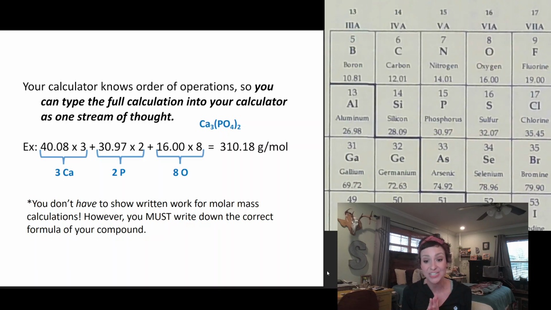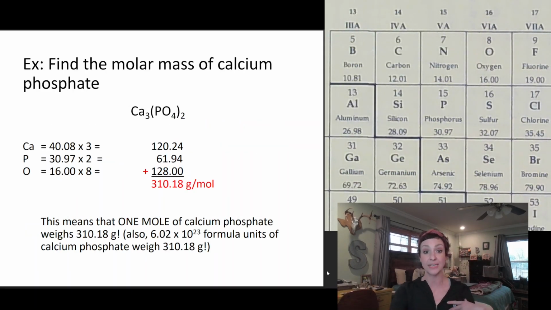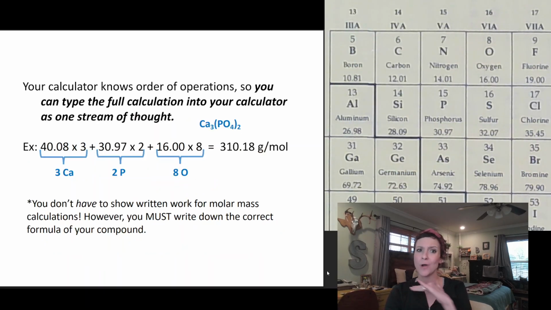So I can actually type that full thought process that I did on the previous slide into my calculator as one stream of thought, okay? Just breaking it down here, and I'm going to show it on my calculator in a second so you can see me type. I would type in 40.08 times 3. That represents those 3 calciums. And then I can hit the plus. And then this over here is my 2 phosphoruses. And then plus, and this over here is my 8 oxygens, okay?